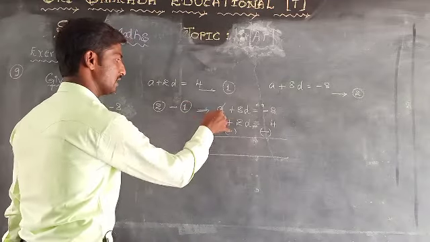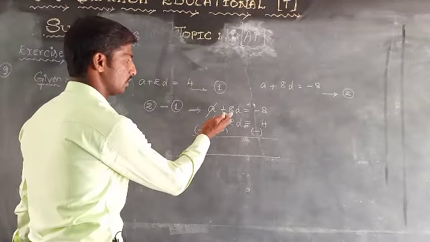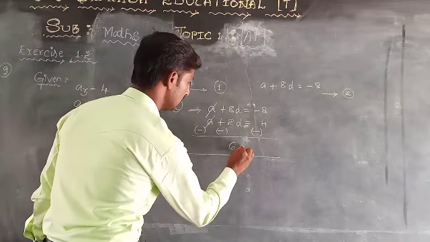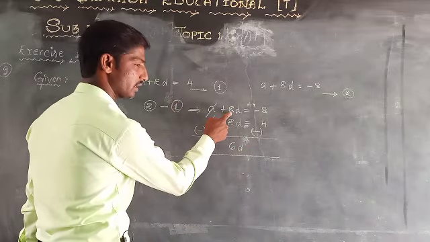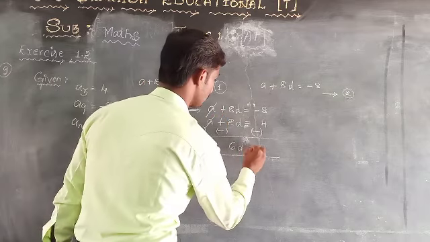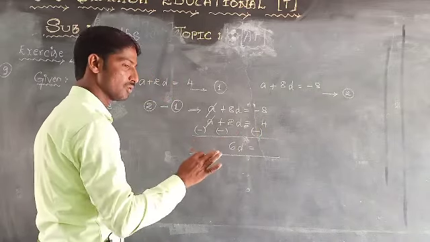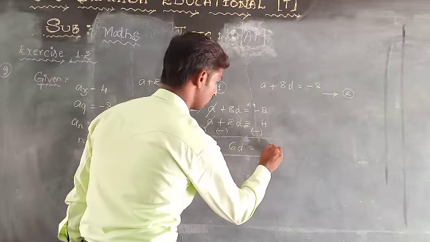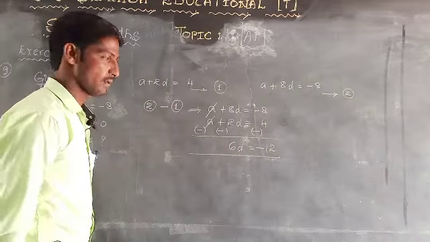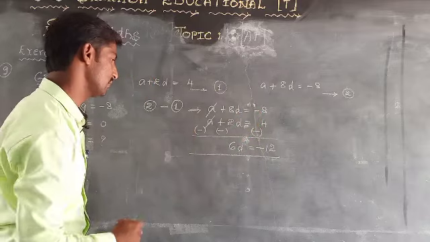Plus a minus a get cancelled. Plus 8d minus 2d: two like terms having unlike signs, so we should do subtraction. 8 minus 2 is 6d. Here the plus sign is on the greater number, so we consider the plus sign for the resulting number. That is equal to minus 8 minus 4. Like terms having like signs, so we must do addition: 8 plus 4 is 12. Minus minus means minus. So we do addition and keep the same sign for the resulting number.